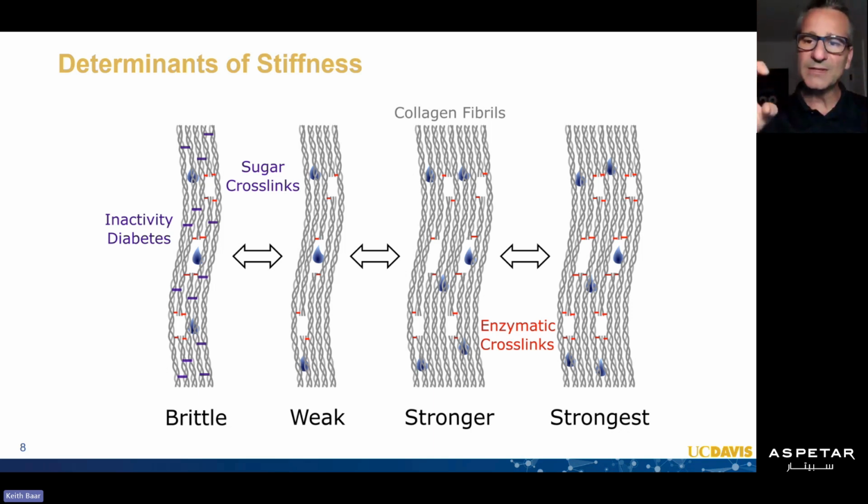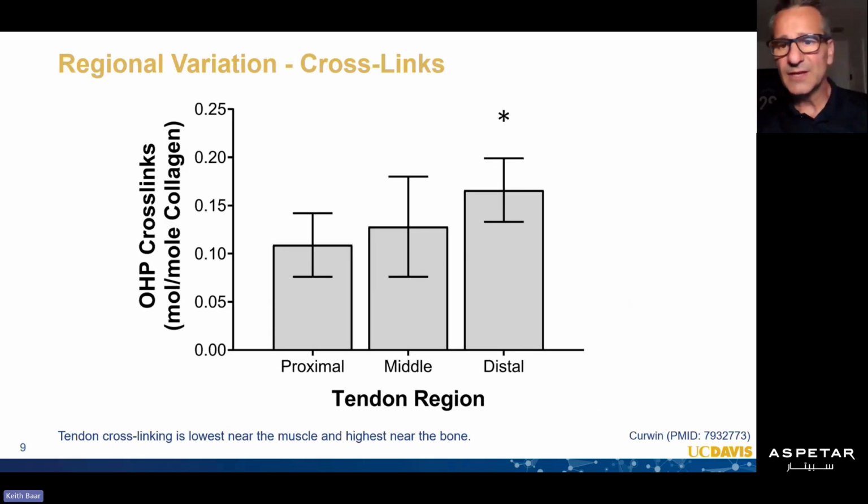I told you that the muscle end of the tendon was less stiff than the bone end of the tendon. So then, is that because there's less collagen, or is that because something else? Well, Sandra Kerwin did some beautiful experiments, and she looked at the proximal region, the muscle end of the tendon, the middle of the tendon, and the bone end of the tendon. And what she did is she looked at these crosslinks that are making the tissue stiffer. And sure enough, as you get further towards the bone, there's more crosslinks within the tendon.